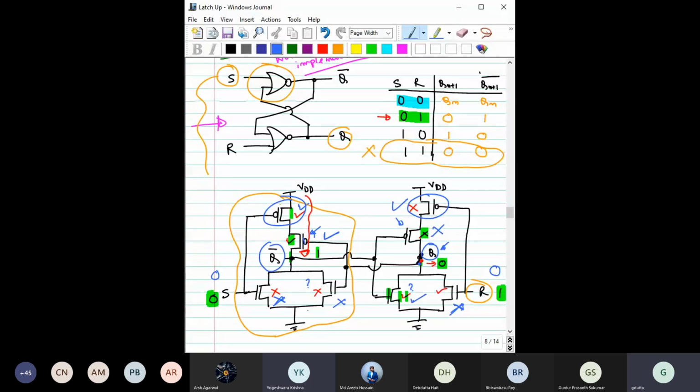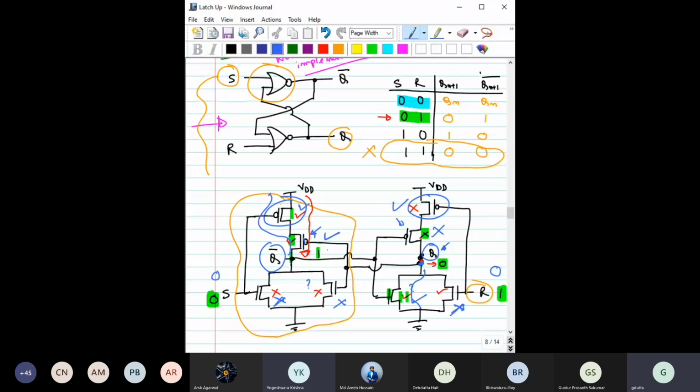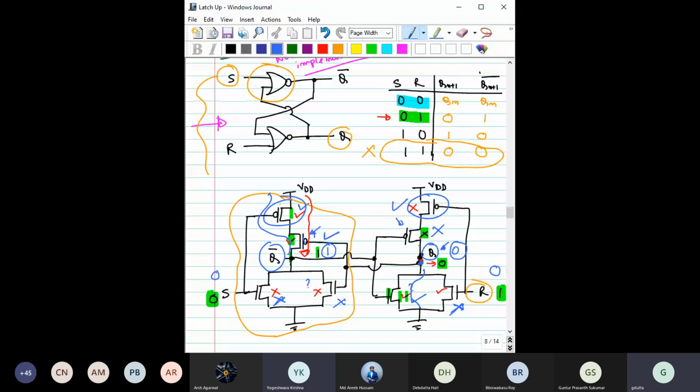So now you can see this point Q has a direct path with the ground, right? It has a direct path with ground now. And similarly, you can see this VDD now has a direct path with this Q bar. So that means the output will remain at 1 and 0 for this case, right? So if you apply 0 0, then it will recall the previous state. Now, if you want to check what is happening for 1 1, we can also do that.